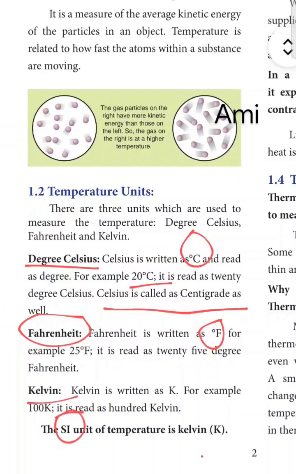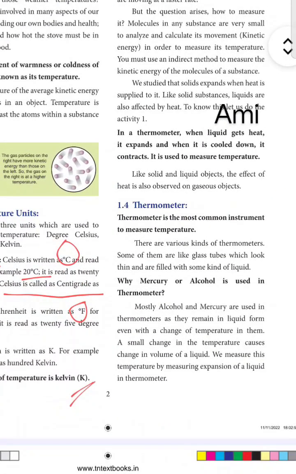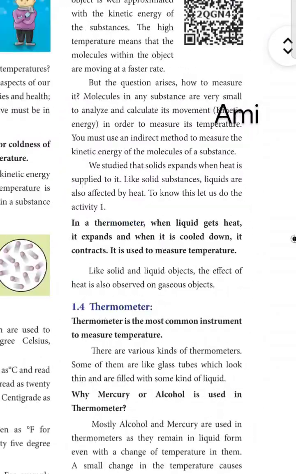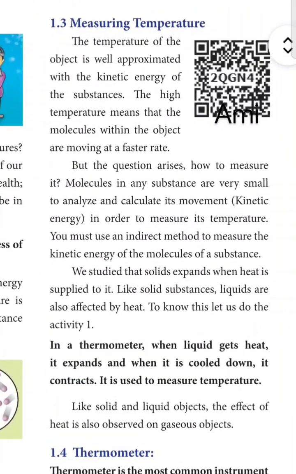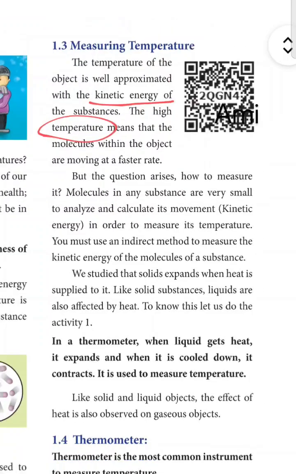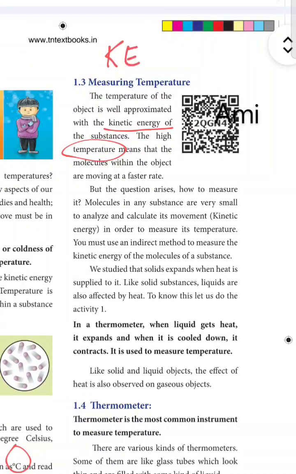Next, we'll move on to the next concept, that is measuring temperature. How do we measure temperature? The temperature of an object is well approximated by the kinetic energy of the substance. How fast the molecules are able to move determines the temperature. So kinetic energy is directly proportional to the temperature.